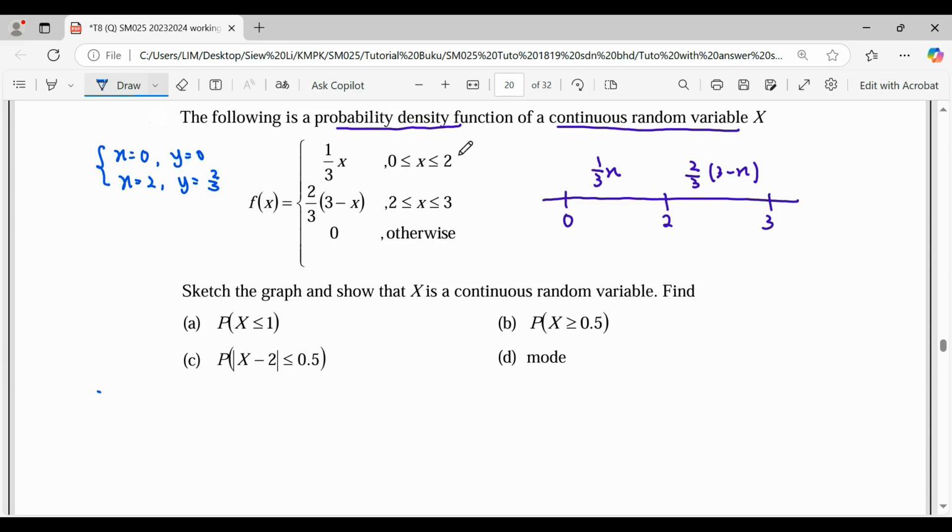And then the second piece, coordinates start with 2 and 3. So for the starting point, when x equals 2, we put in our x here, 2 over 3 times (3 minus 2) is 1, so the y coordinate is 2 over 3. And when x is 3, our y coordinate will be 0. Then we can draw out our graph here.